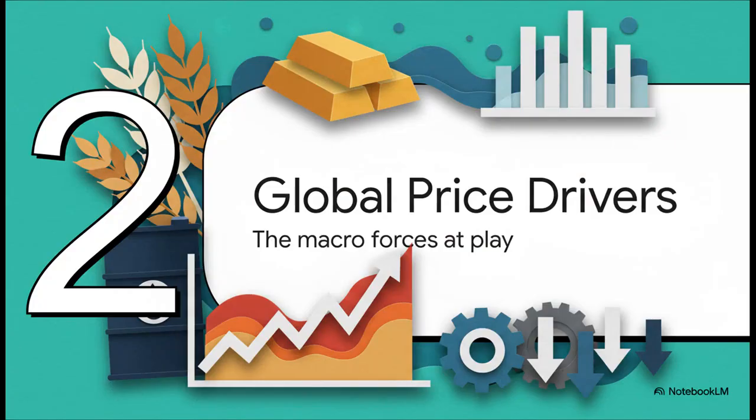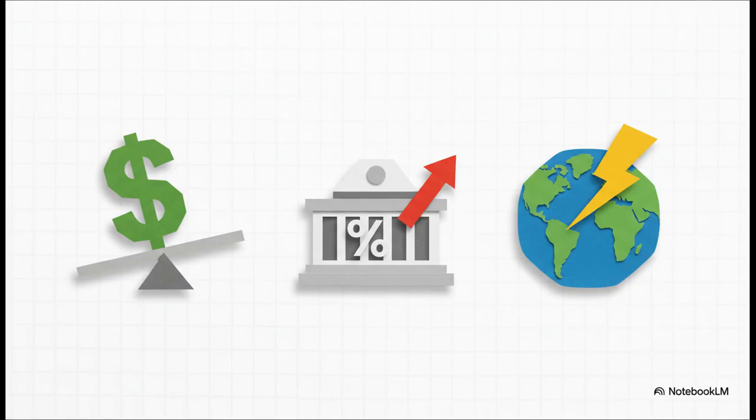Okay, so let's move on to Section 2 and see how this all connects. The global price drivers. You see, commodity prices don't move in a vacuum. They're being pulled and pushed by some of the biggest puppet masters in the entire global economy. And you can really boil these forces down to three key systemic drivers: the value of the US dollar, US interest rate policy, and of course, those sudden geopolitical or supply shocks.